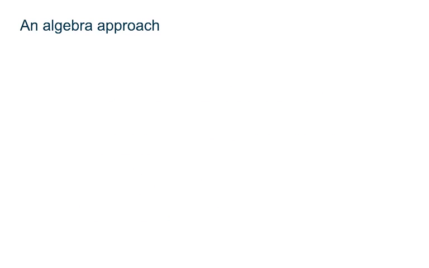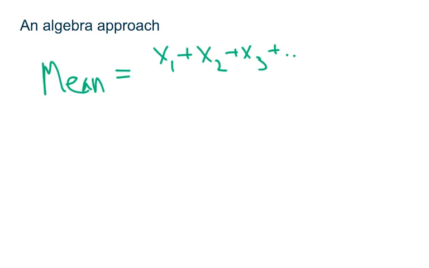All right, so let's talk about this from an algebraic approach. Let's keep in mind that the mean, the average of something, is going to be equal to, and this is how they would write it in algebraic language, x sub 1 plus x sub 2 plus x sub 3 plus, dot, dot, dot, however many x's there are, x sub n, all of that divided by n.